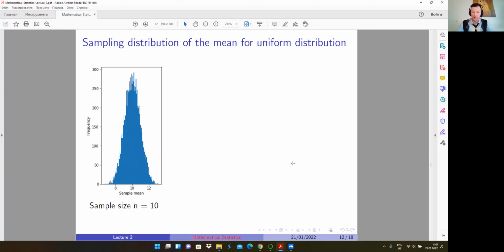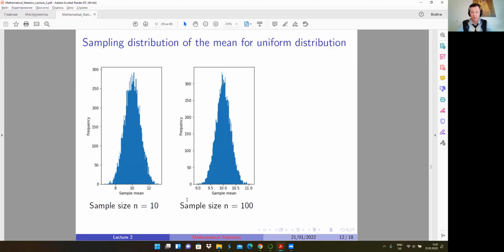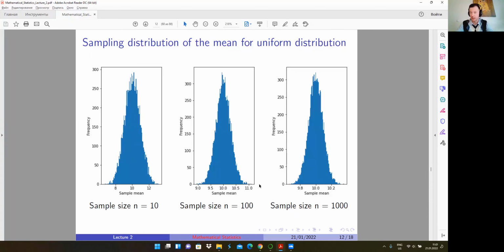The third, uniform distribution. Well, for the uniform, we have this situation with almost no tails in the distribution. When the sample size increases, the variance decreases first, and then we have these tails, and here, almost perfect tails. Still symmetric.